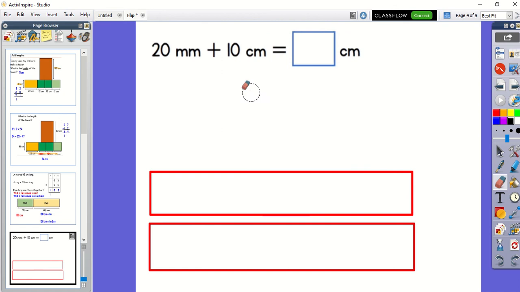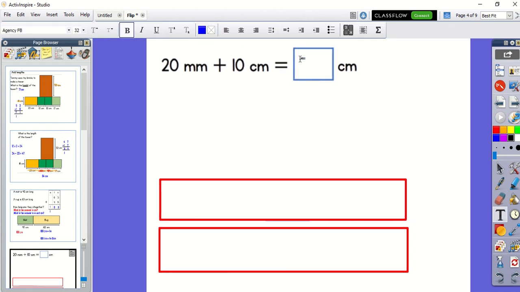Now then, here we've got a nice easy one. It isn't a worded problem, it's just 20 millimetres add 10 centimetres. For those of you who have straight away gone, oh, 20 add 10 is 30, the answer's 30, that would be incorrect. Because what you haven't done is you haven't paid attention to the unit of measurement. This is 20 millimetres. Add 10 centimetres, and then I want my answer in centimetres. Okay?